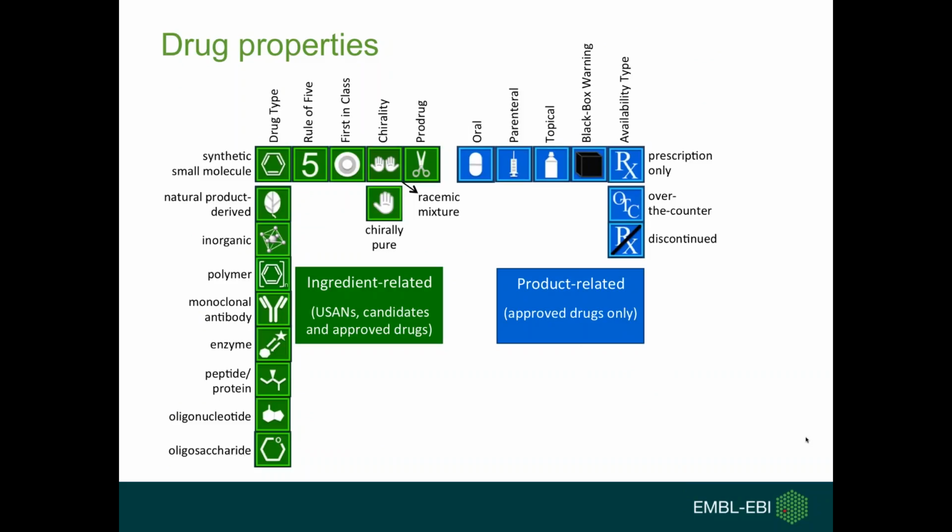And we have these little drug icons that we assign to all of these compounds. And these give an idea, on the left-hand side, the green icons give an idea of the type of compound structure. So whether it's a small molecule, a natural product, a monoclonal antibody. We also assign whether it's Rule of 5 compliant, whether it's the first-in-class compound. And then for approved drugs that have products on the market, we also have these blue icons which show whether the drug is dosed orally, parenterally, topically, whether it has a black box warning associated with it, whether it's available over the counter or prescription only. So if you want more information about the drugs, these icons are a really nice way to get that.